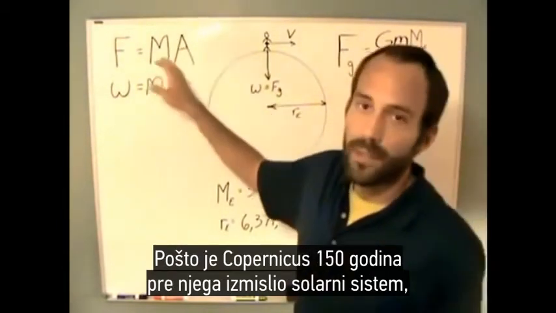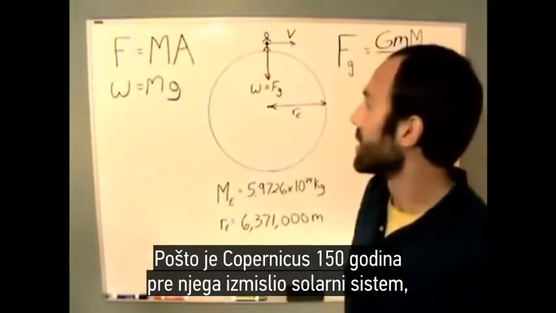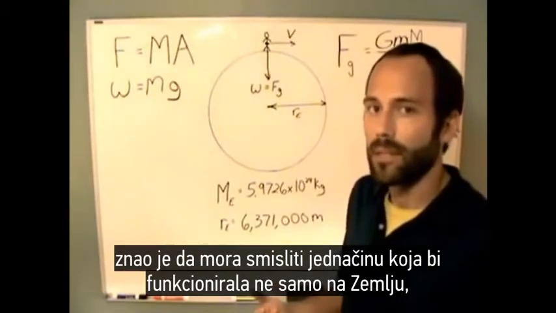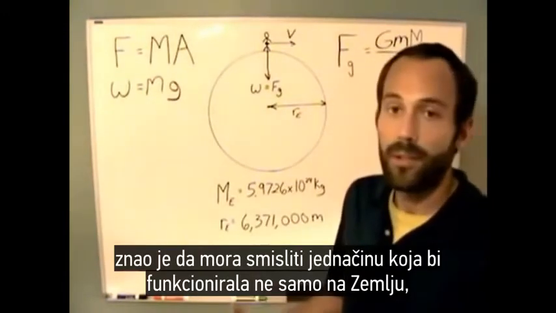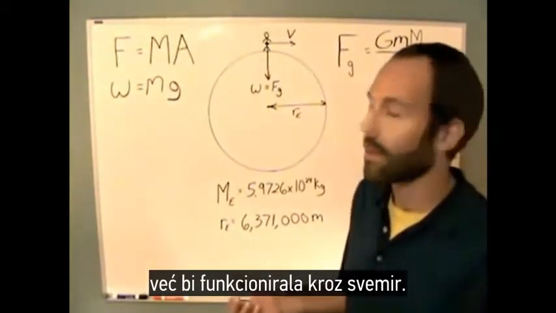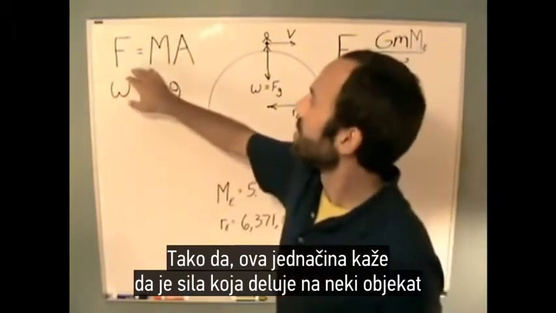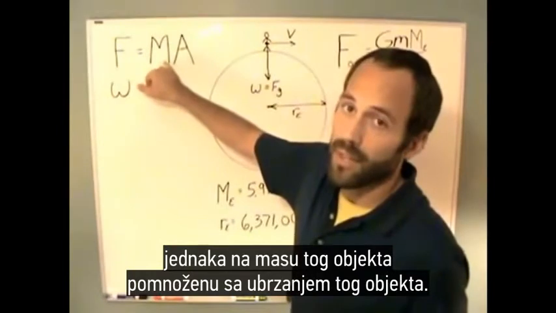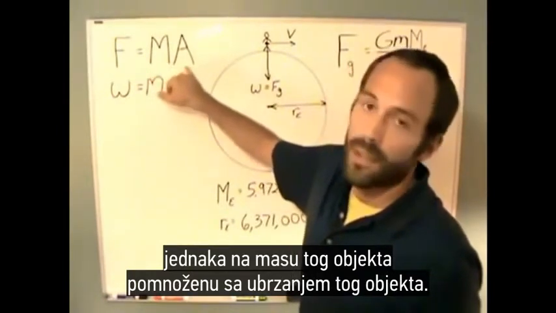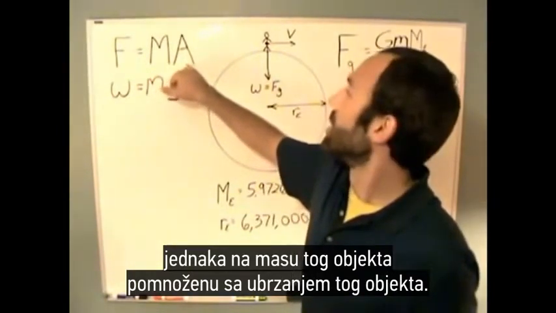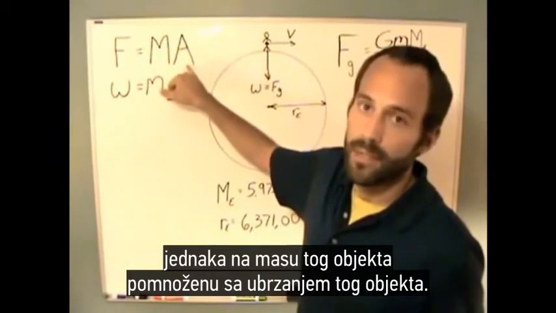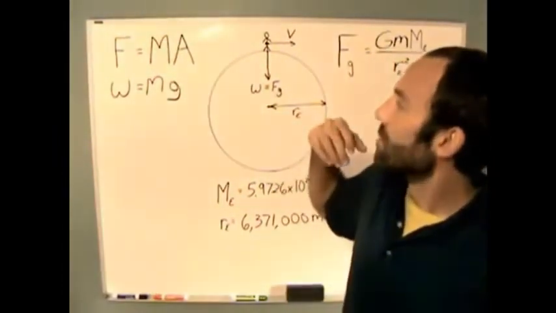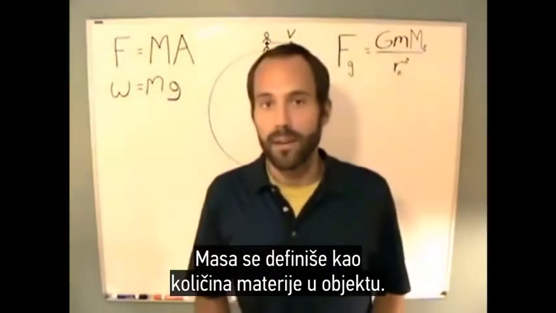And since his boy Copernicus, 150 years prior, had come up with the solar system, he knew that he needed to come up with an equation that would not only work on Earth, but would work throughout the universe. So what this equation says is that the force acting on an object is equal to the mass of that object multiplied by the acceleration that the object is experiencing. And mass is defined as the amount of matter in an object.